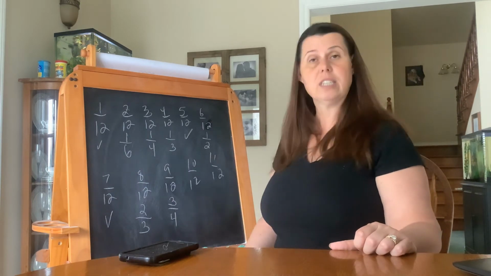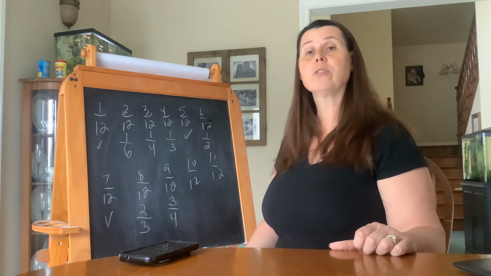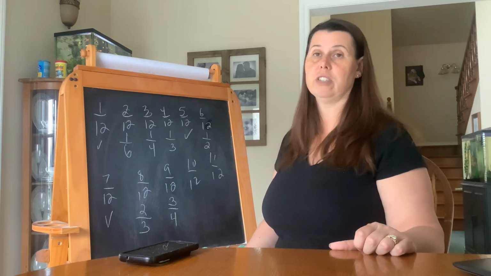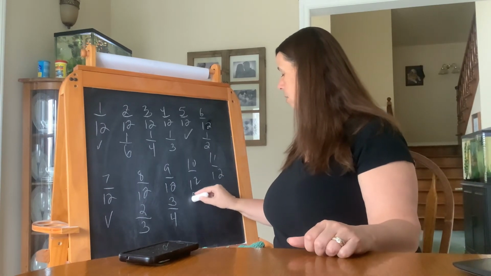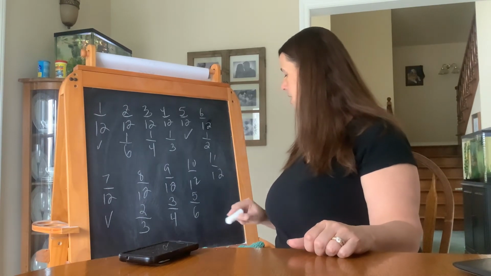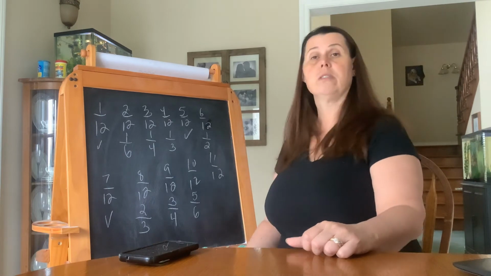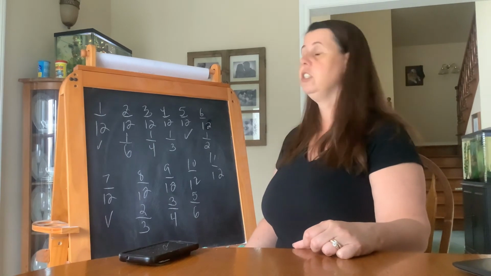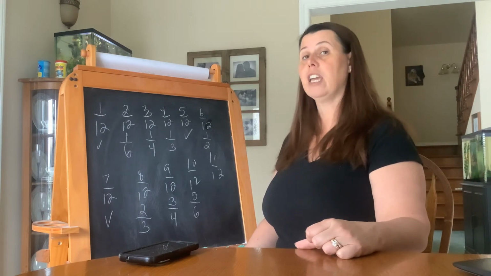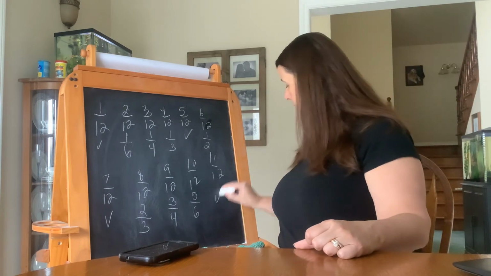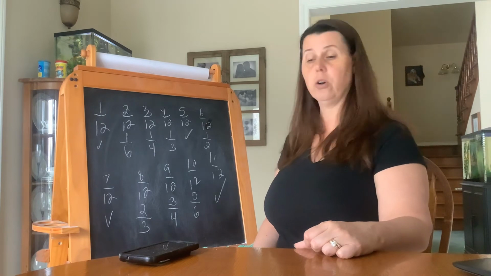10 twelfths. Does 10 go into 12? No. Is there another number that goes into 10 and 12? Yes, 2 goes into both of them. So we're going to divide 10 divided by 2 is 5, 12 divided by 2 is 6. 11 twelfths. Does 11 go into 12? No. Does another number go into 11 and 12? No. So this is lowest terms. Okay, did it.